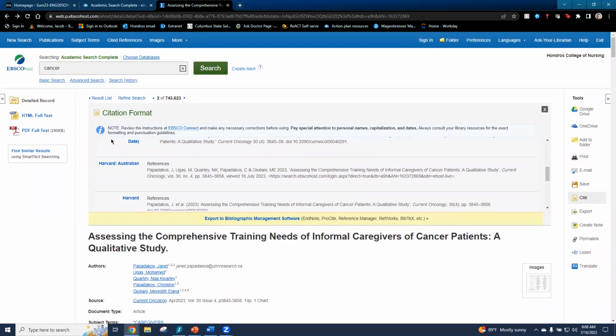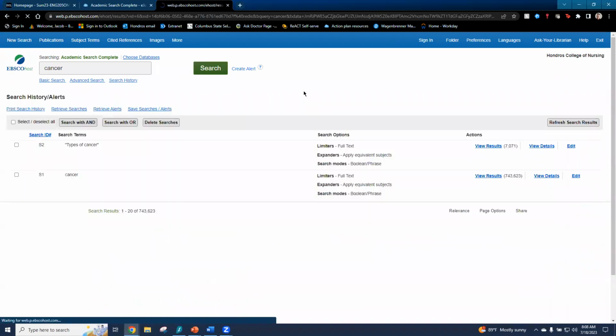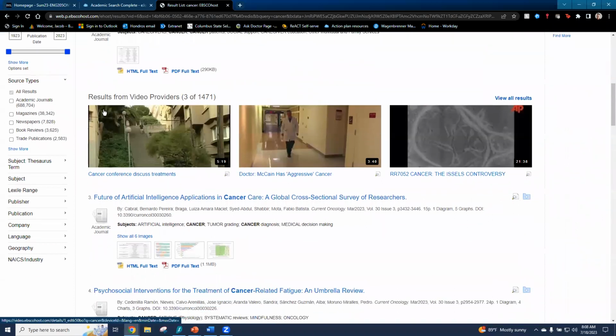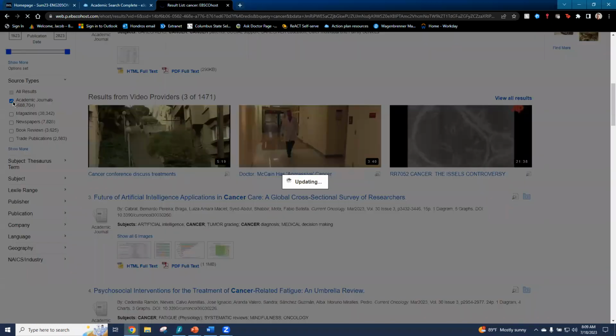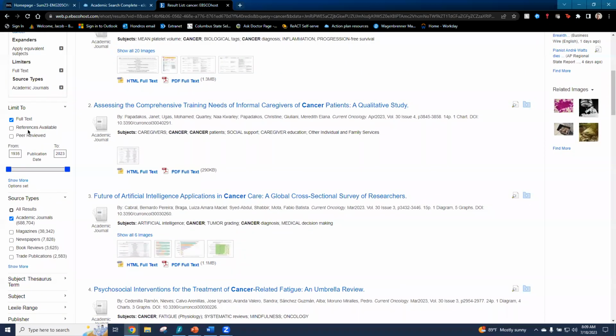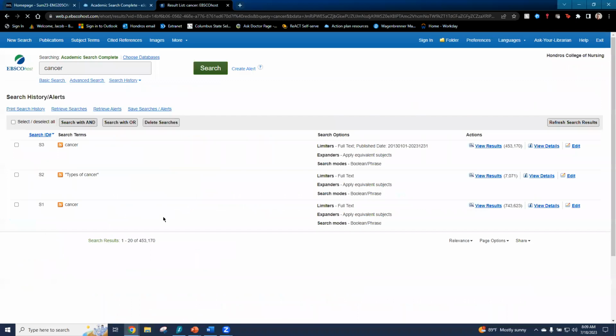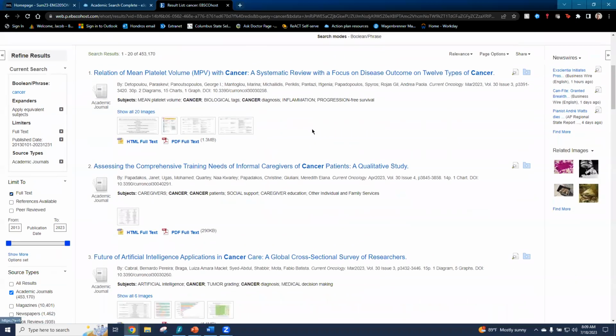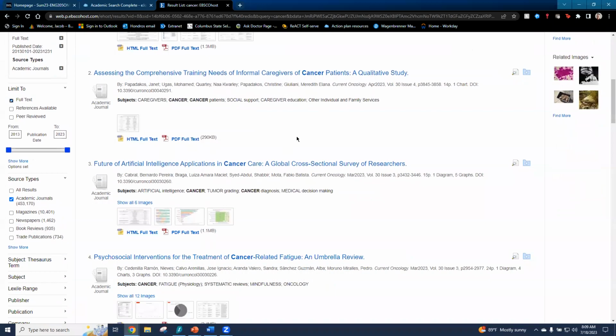Let me go back to my result list. Another thing I can do, if I want to make sure that I'm just getting sources from academic journals, is hit this button over here on the left, academic journals. And also, this has already been selected, full text, so I don't want articles that I'm not able to read. I want ones that have a full text available for me. I also don't want sources from 1935. That's way too old. So I'm going to drag this slider and make it a lot more recent. That's another good way to get rid of bad results or articles that aren't going to be as helpful.